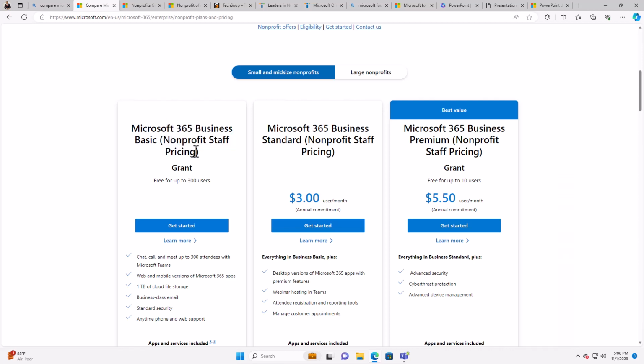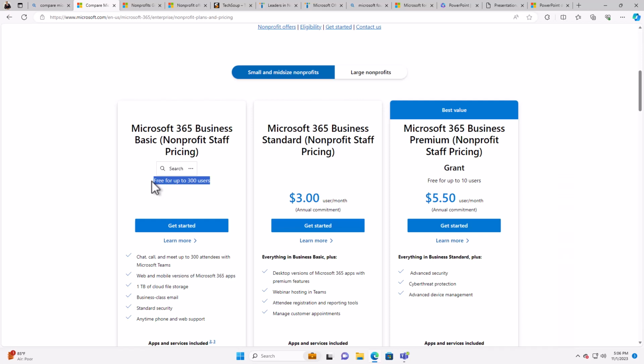So the Business Basic non-profit price is actually free for up to 300 users. That means you can get Microsoft 365 Business Basic non-profit staff pricing free for 300 users.